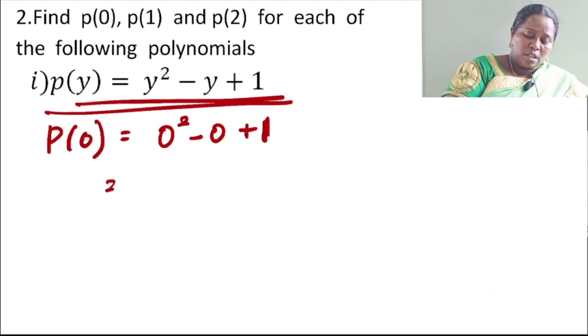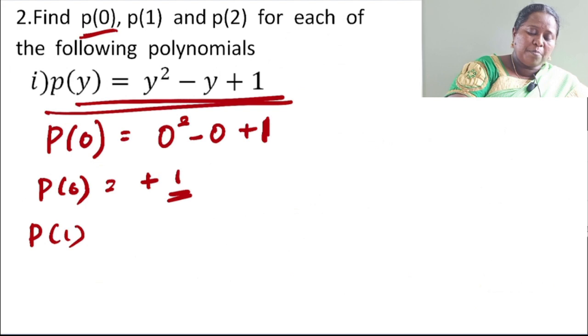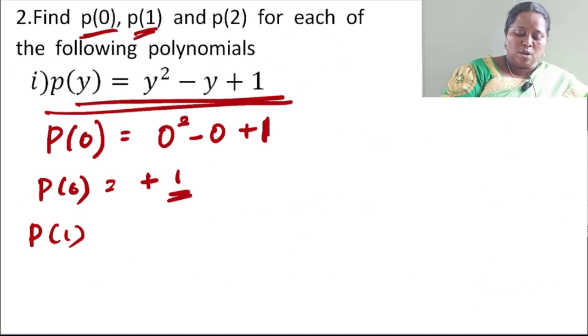Plus 1. So now what? 0 minus 0 plus 1. So P of 0 is equal to 1. The next one is P of 1. First they ask us to find P of 0. Next they ask us to find P of 1.